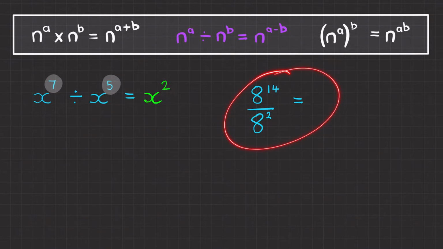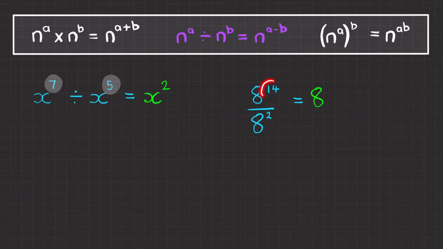The second one, we're still using the dividing rule, it's just in a different format. We know it's going to be 8 to the power of something because we're using 8 both times. And with our powers, we've got 14 and 2. Our first power and our second power, you do the first power, take away the second power. So 14 take away 2, which is 12. So our answer is 8 to the power of 12.